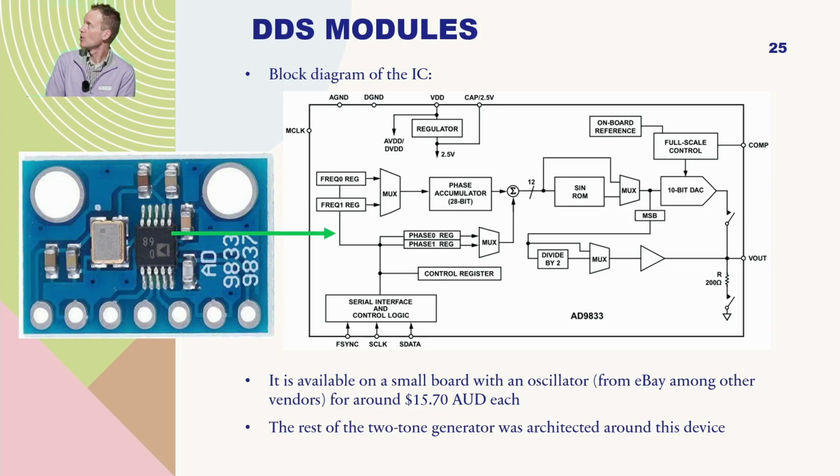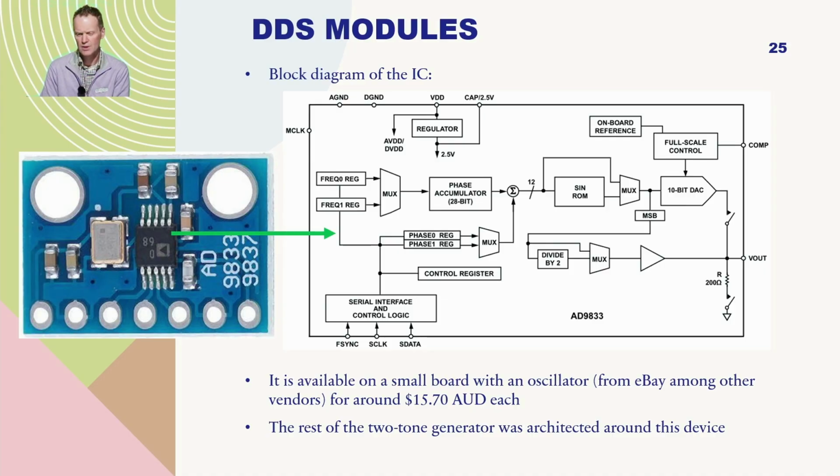So I've got a block diagram of the device there. I'm not going to go into all the details about it, but you can always just have a bit of a Google and look it up. And then to the left of the block diagram, you can see a board I acquired. And these are pretty cheap. I just found them on eBay. They're about $17.50 Australian plus postage.